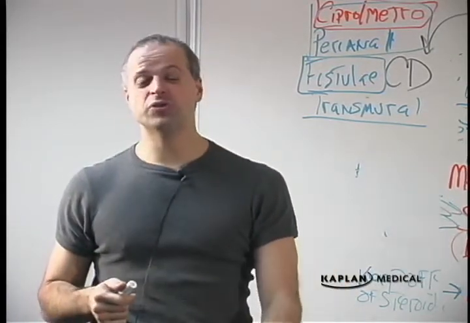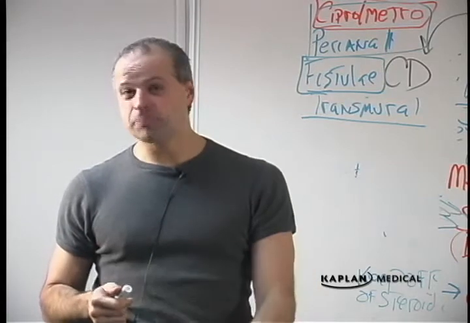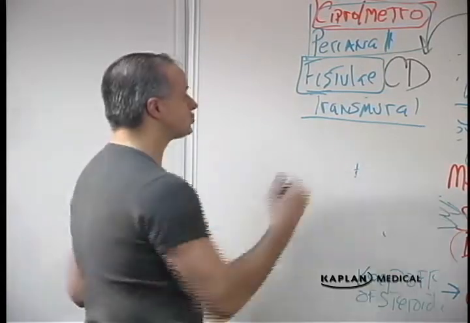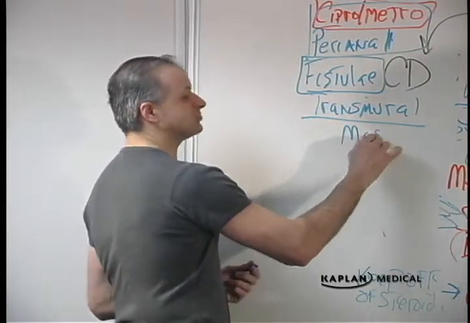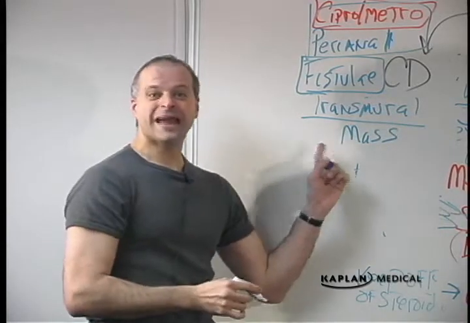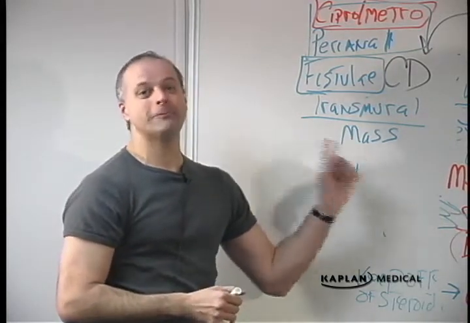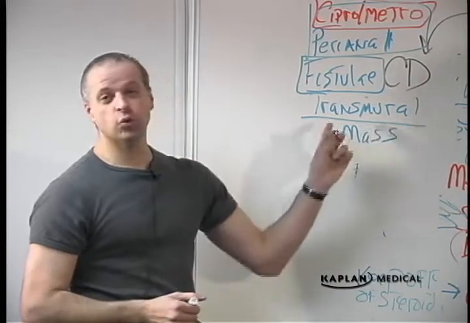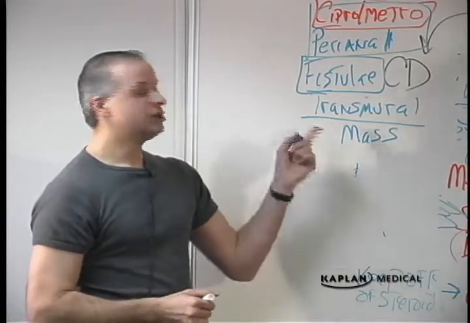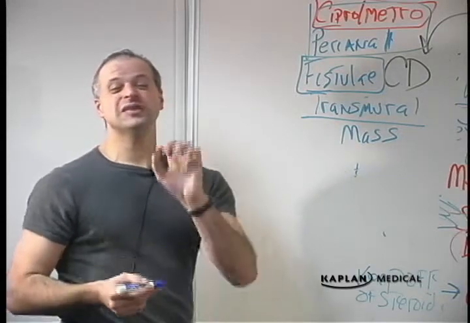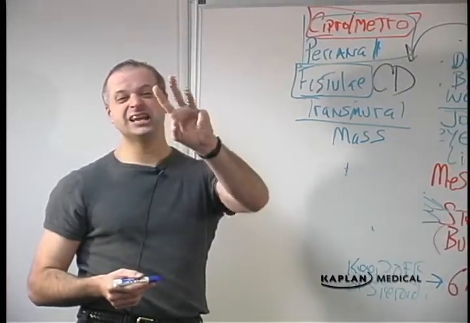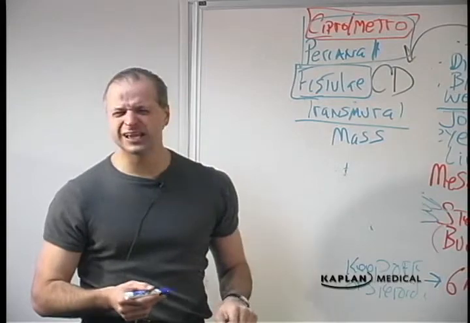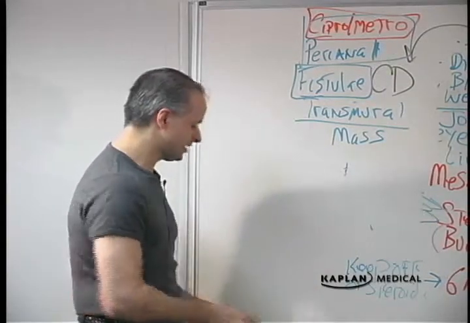It can poke a hole through your bowel to other parts of your bowel. And that's why Crohn's disease is more likely to present with a painful, palpable mass. Transmural, through the wall of the bowel into the skin, the vagina, the bladder, all three, fistula formation.